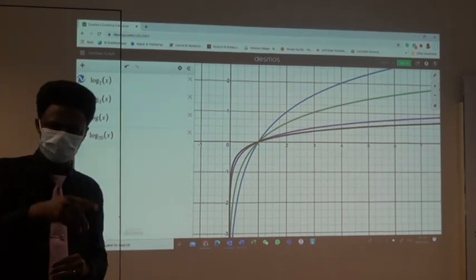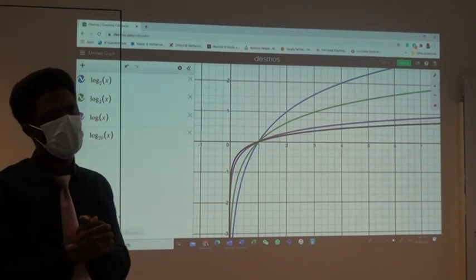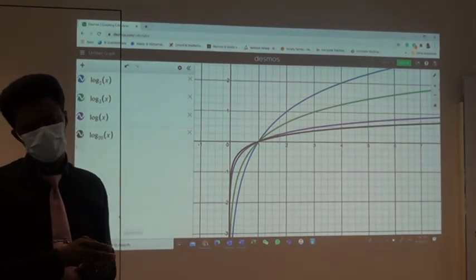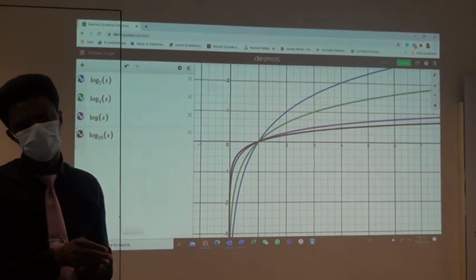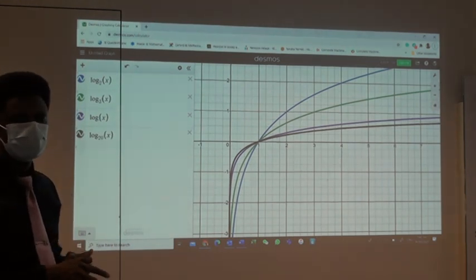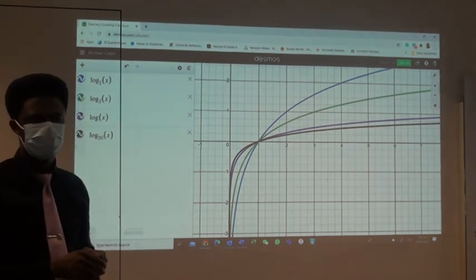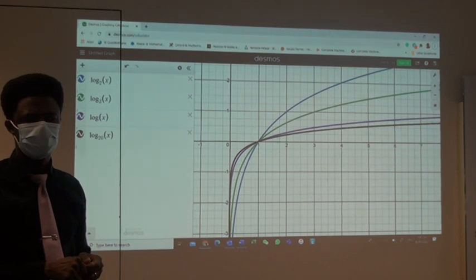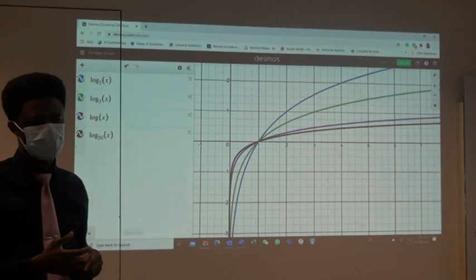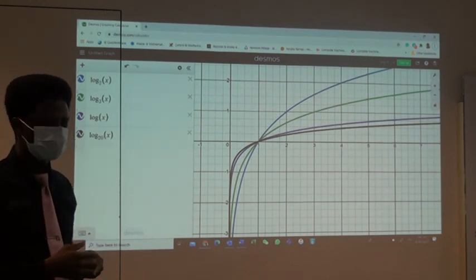Yes, let's hear him then. Nice try. When the value of a gets bigger, the graph is closer to the axes, the x and y axis. What's the plural of axis? Axes. We still pronounce it the same. The graph is closer to the axes.